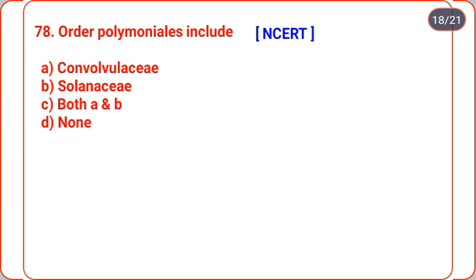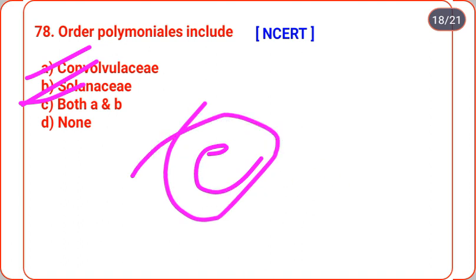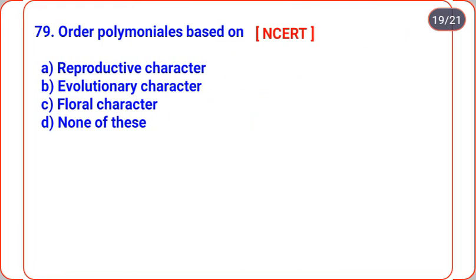Question number 78. Order Polymoniales include: I repeat, option A, Convolvulus; option B, Solanum; option C, A and B; option D, none. So in this question, both are correct, meaning order Polymoniales include Convolvulus and Solanum. So option C, A and B, is our correct answer. Okay, next.